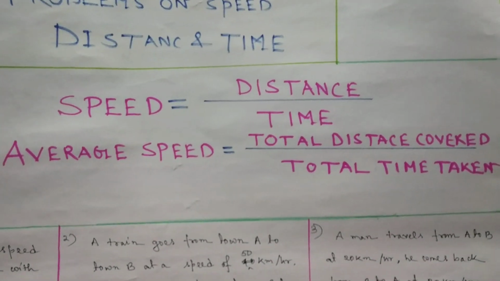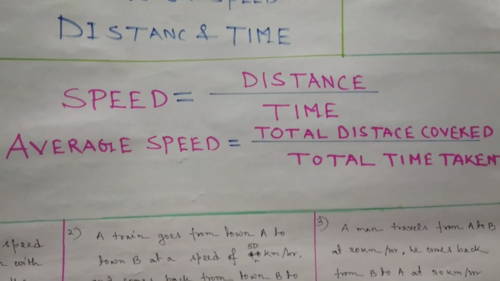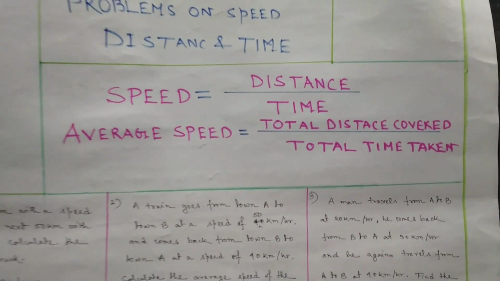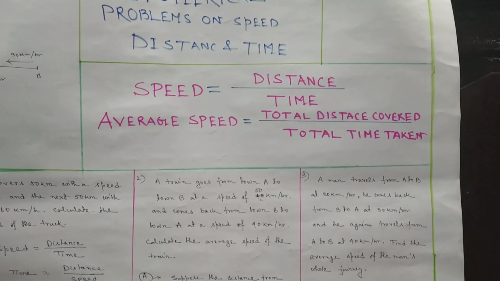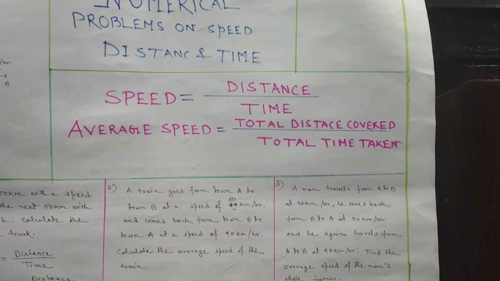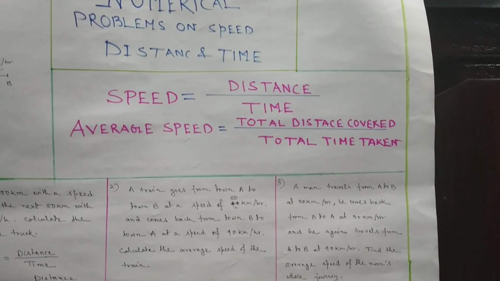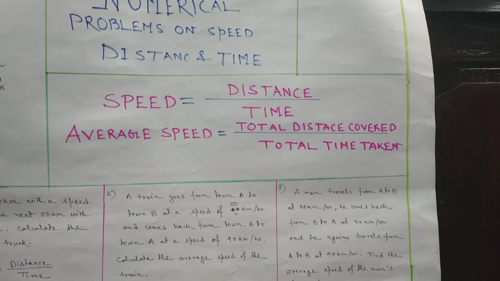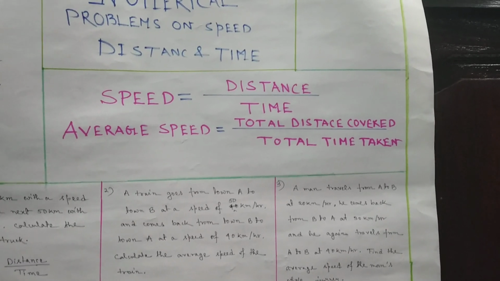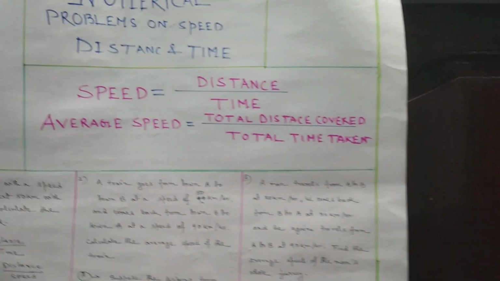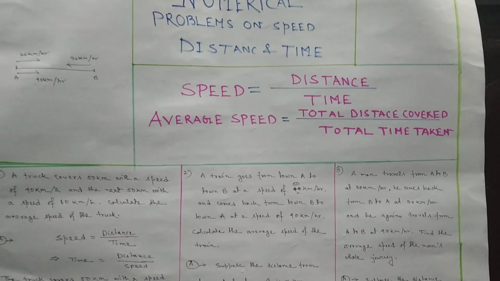First, speed is equal to distance by time, and another is average speed, that is, average speed is equal to total distance covered by total time taken by that object. Okay, so I will go to the first example.